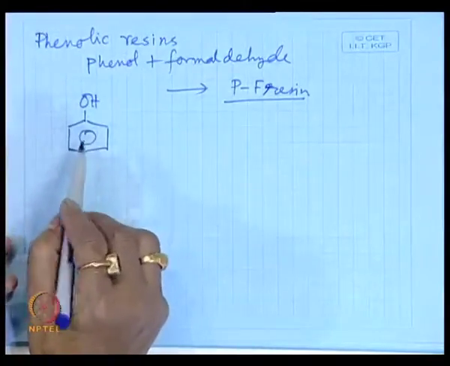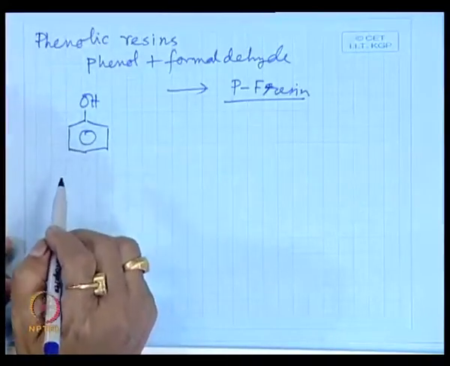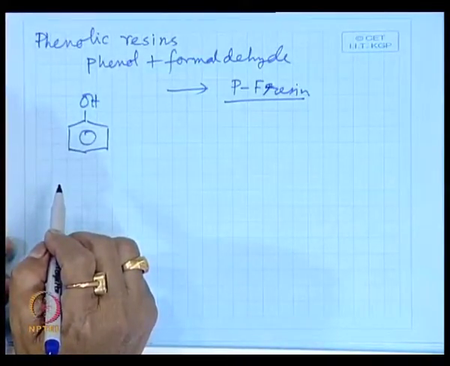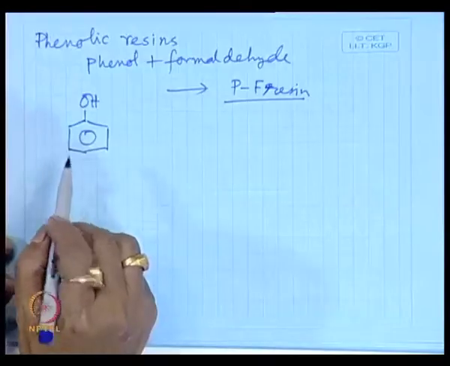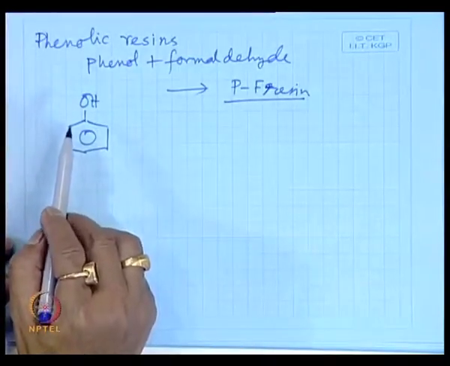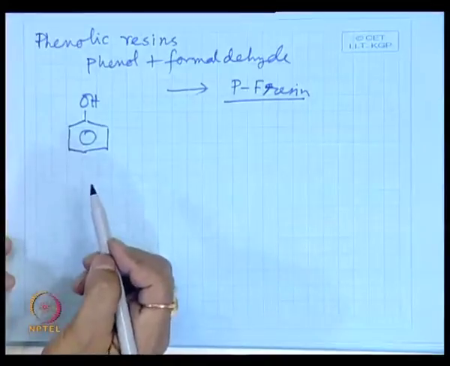So, bifunctionality is required. That means the minimum number of functional groups should be 2; it can be 2 or more. If there are more than 2, then there are certain other cases we will find later. But I like to mention here this phenol. How many functional sites are there? One of you is telling it is 1 and some other is telling 6.